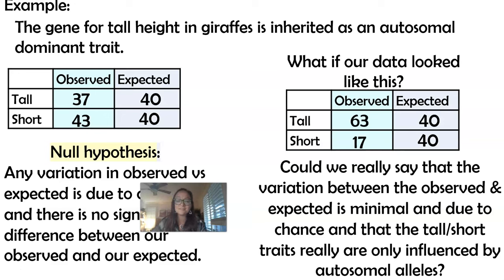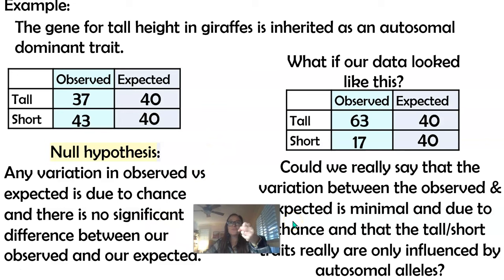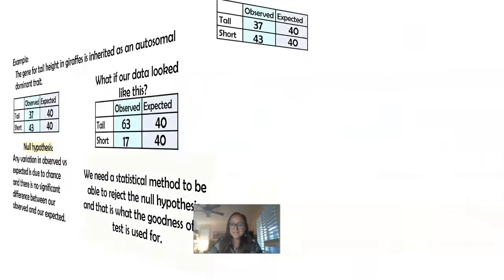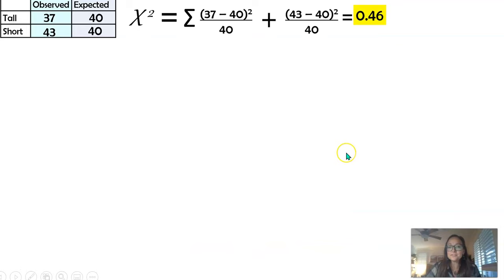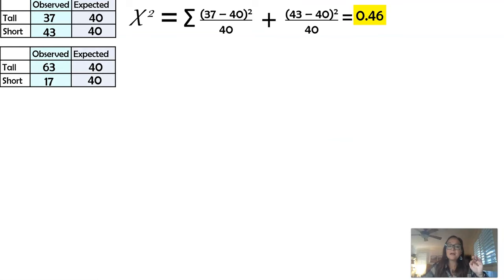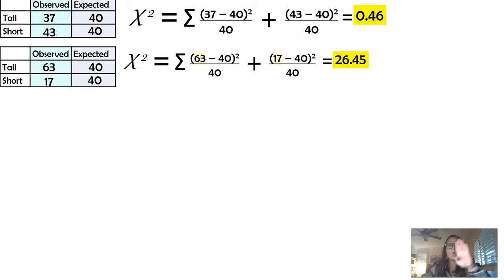So the whole point of this statistical test is to remove the scientist's opinion basically and have statistical, mathematical evidence to accept or reject a hypothesis. Okay. So let's go ahead and see. We did our first chi-squared value, right? We did it at 0.46 with that observed and expected data. But if we use that new table and we fill in those new observed values, we get a totally different chi-square calculation.